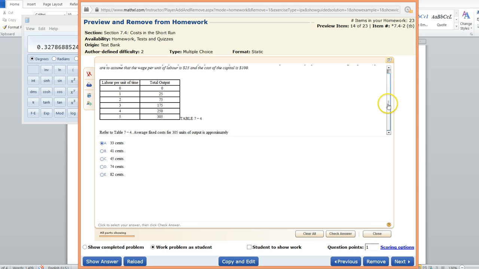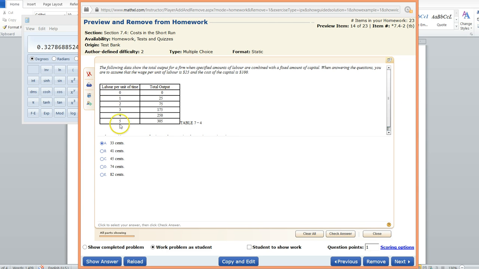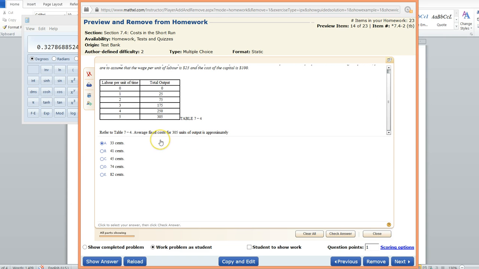And so this also tells us this whole table is useless to answer this question, because here we just need to know the fixed cost and the number of units. So let's check our answer. Excellent.